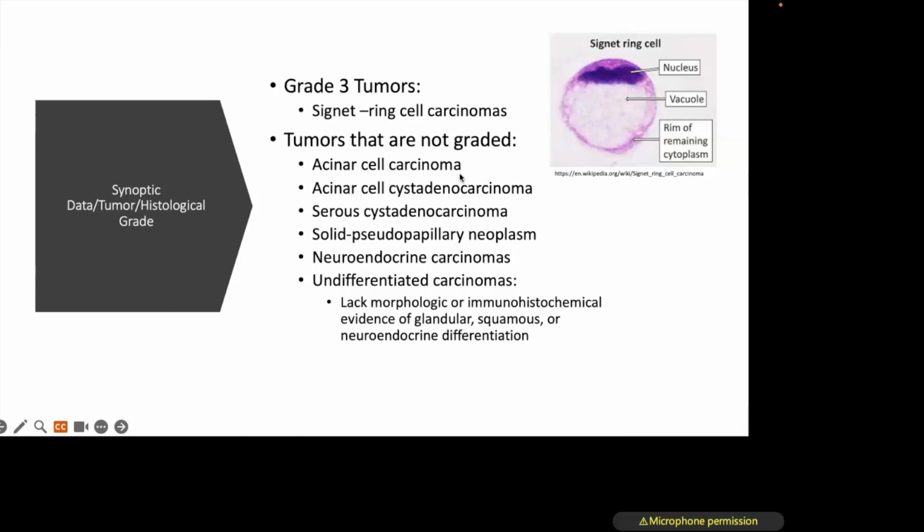Tumors that are not graded are acinar cell carcinomas, so ACCs, acinar cell cystadenocarcinomas, serous adenocarcinomas, SPNs, neuroendocrine carcinomas. Neuroendocrine tumors are graded, and depending on the grade, that will affect prognosis, but we'll talk about that later. And undifferentiated carcinomas are not graded, because they don't look like anything and they don't stain like anything.